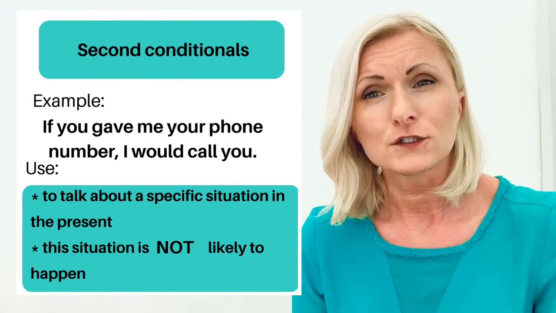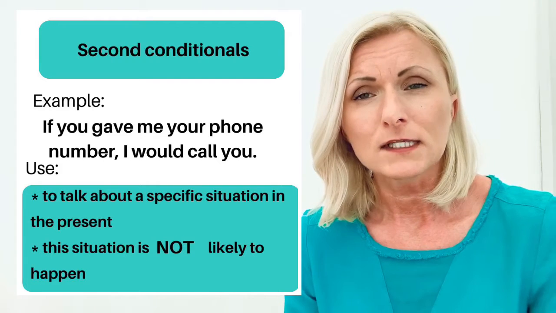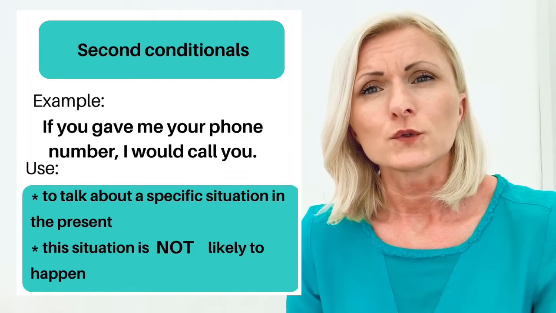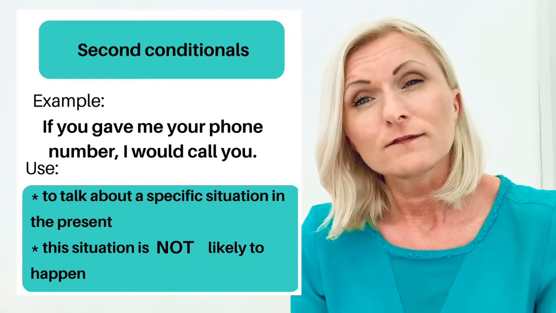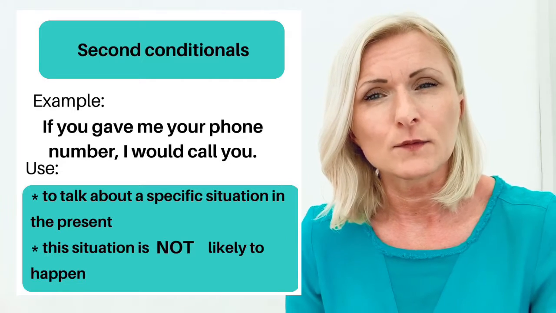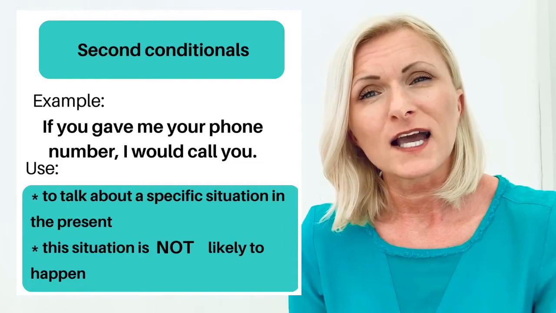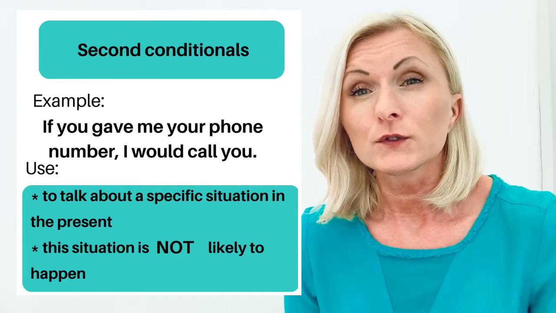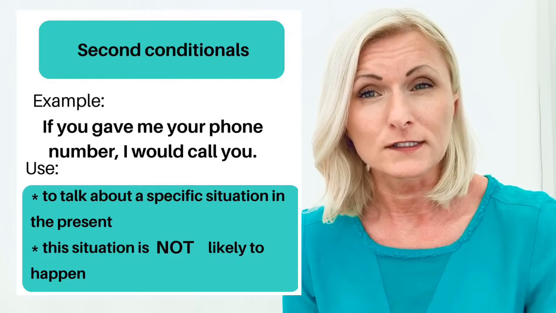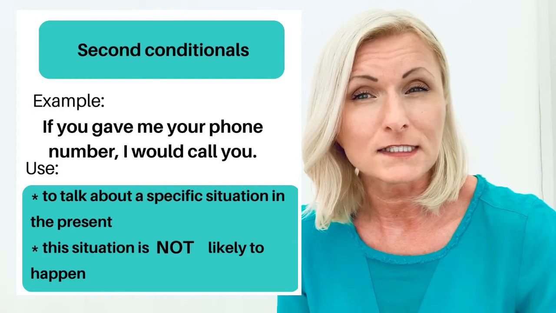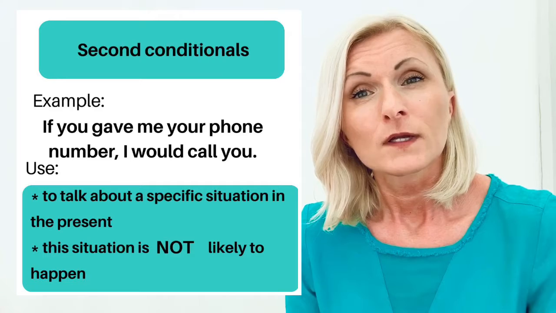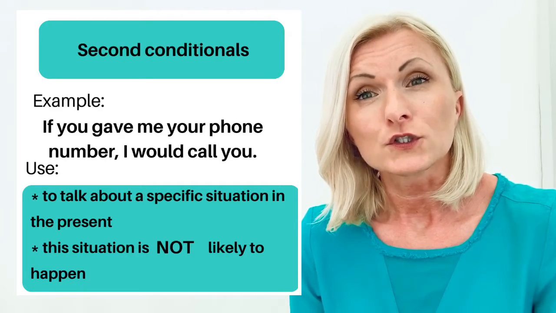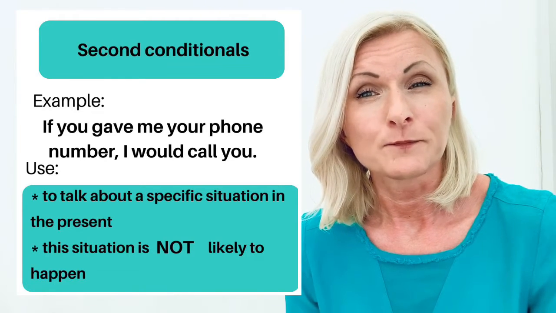So think of another situation. Let's say you meet someone at a party, you don't know this person, but you want to maybe keep in touch with them. However, you think maybe they seem a bit offish with you, so you think, actually, I don't think they are going to give me their number. So to indicate that you are uncertain or that you think that this situation is unlikely, you can say, well, if you gave me your number, I would call you, to show your uncertainty.